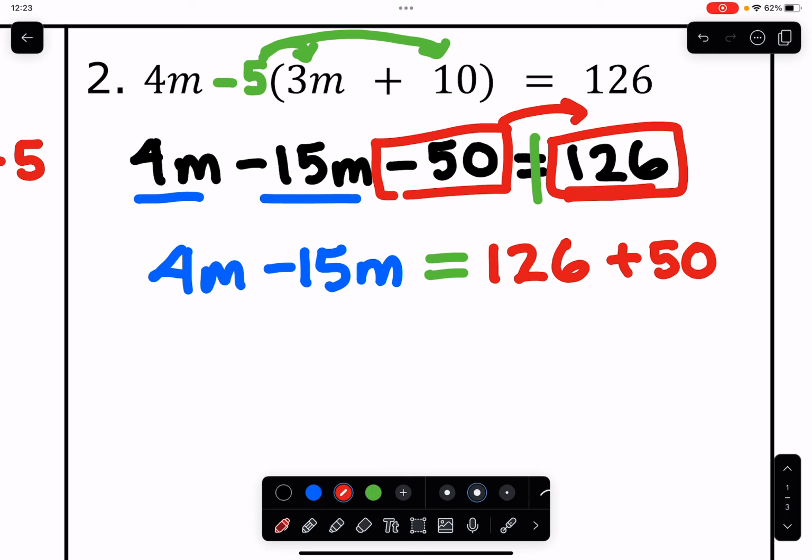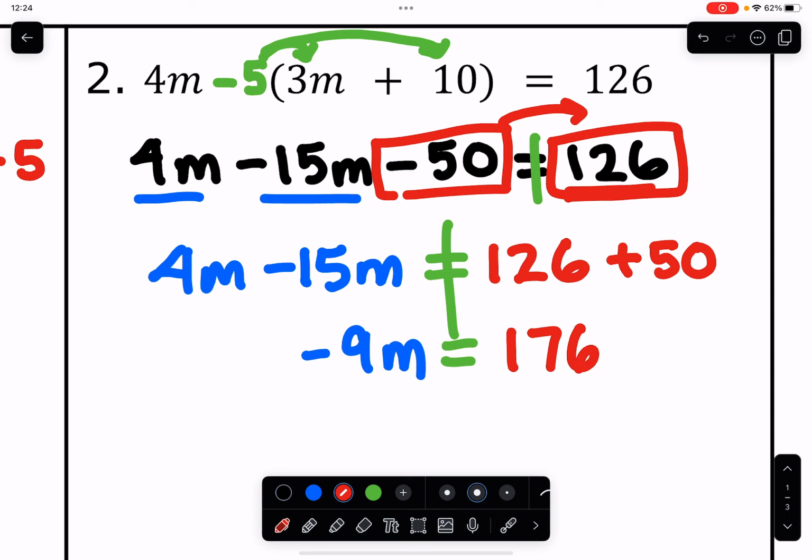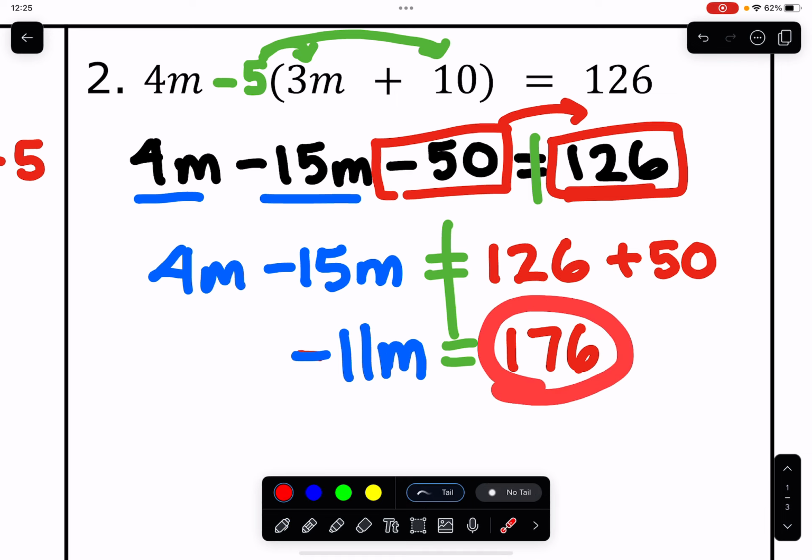And now my two sides, again, here's the equal sign. I have my left side and my right side. Now I can simplify. On the left, 4 minus 15, that is negative 9. On the right, 126 plus 50, that's 176. Oh, let me make a correction here. Sorry, I did my math incorrectly here. That should be negative 11. 4 minus 15 is negative 11, not 9. So negative 11. This one is 176, so we're good there.